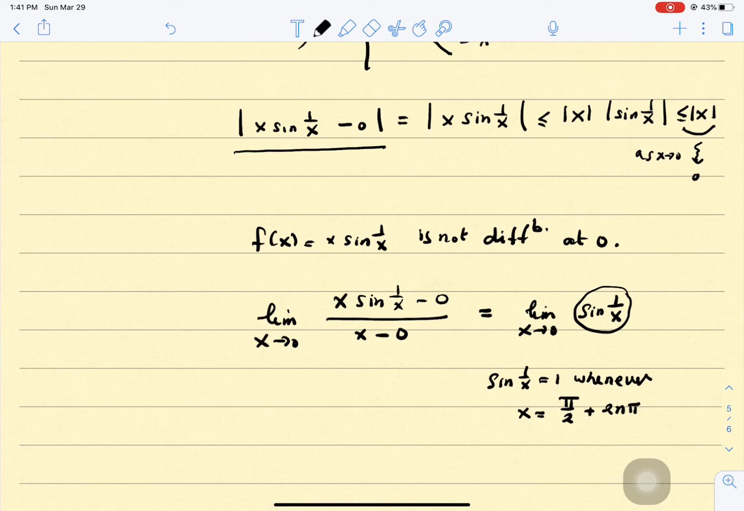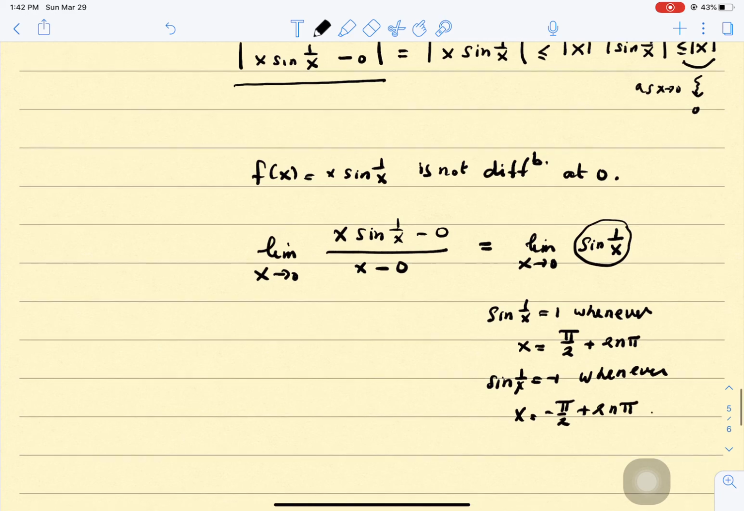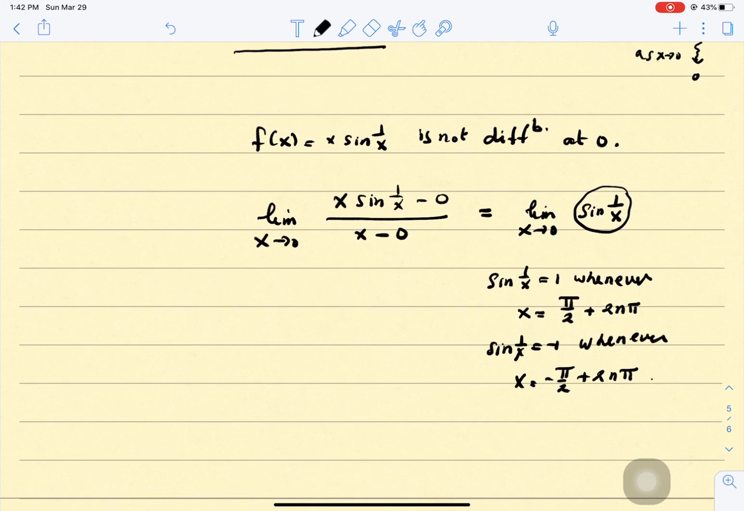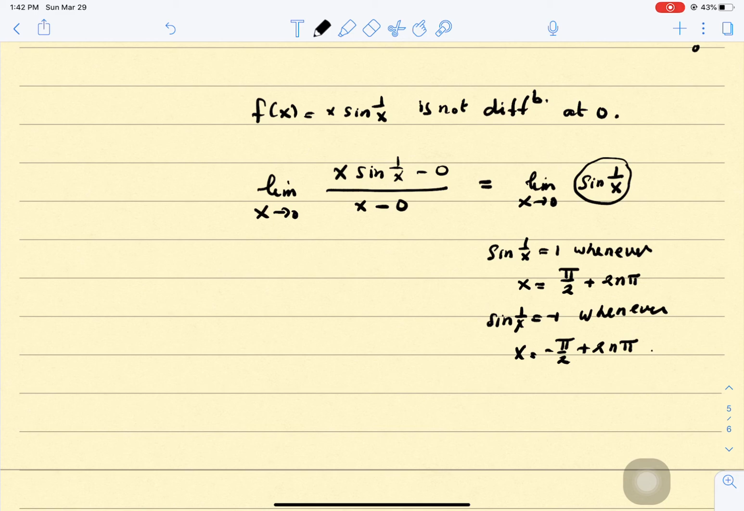On the other hand, the sine of 1 over x is equal to minus 1 whenever x is equal to 1 over minus pi over 2 plus 2n pi. So when you approach 0 in two different ways, one time you're going to approach 1, and the other time you're going to approach minus 1. And that, of course, cannot happen.